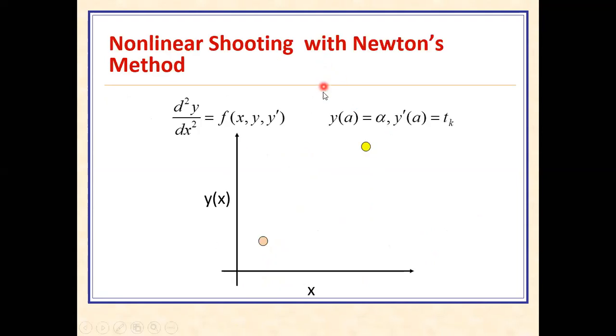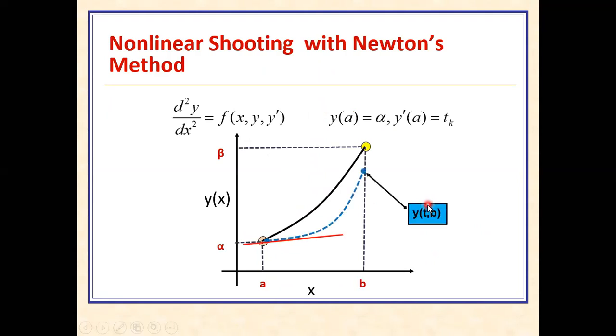The nonlinear shooting method begins with solving an initial value problem of the same order with a guess value of the slope, and we keep on updating the slope values such that the final value, the value at the boundary x equal to b, is satisfied by the solution of the initial value problem of the same order. So the problem can be accelerated.